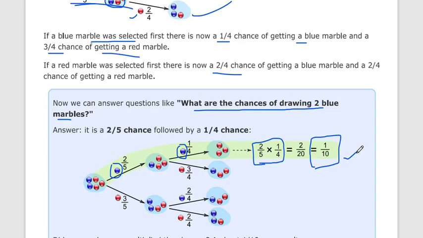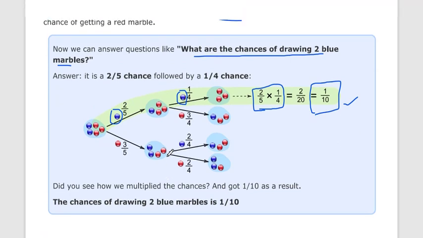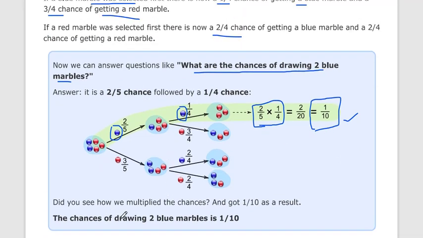Okay, you have to depend on the previous outcome. The formula is simple, it is a multiplication, but it depends on the previous outcome. You have to consider the previous result, the result of the event. So our answer is 1 by 10. The chance of drawing two blue marbles is 1 by 10.